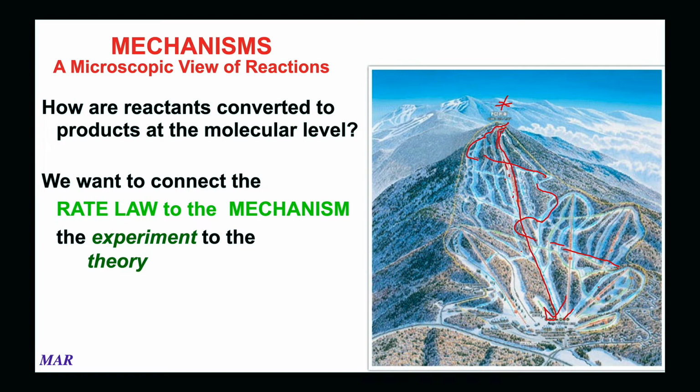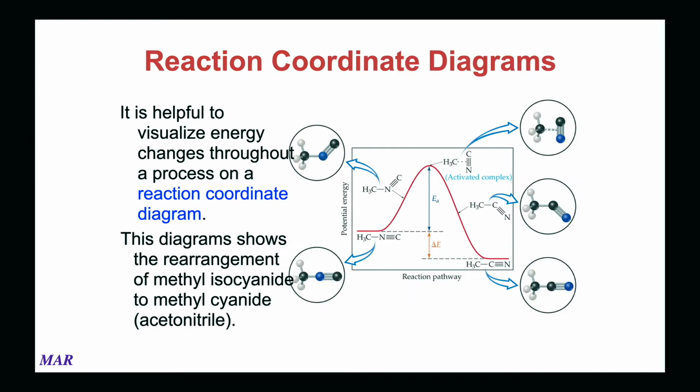Mechanisms can be really important in chemistry. On the right is a graph that shows a reactant on the left and a product on the right. On the left we have methyl isocyanide, a methyl group, CH3, and it's turning into methyl cyanide. The thing on the right is methyl cyanide, also known as acetonitrile, and the thing on the left is the methyl isocyanide. Methyl cyanide, or acetonitrile, is a little bit more stable than the methyl isocyanide.